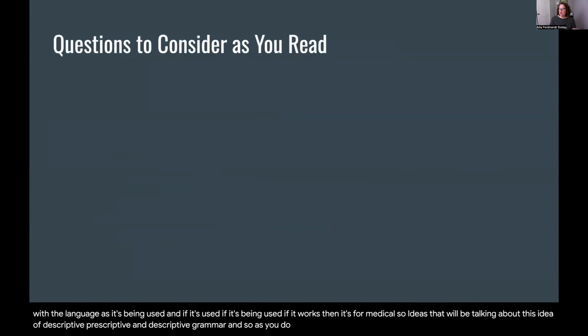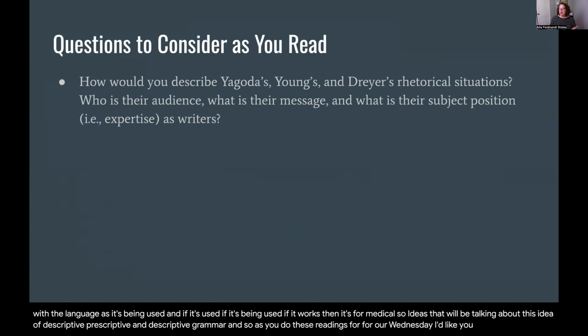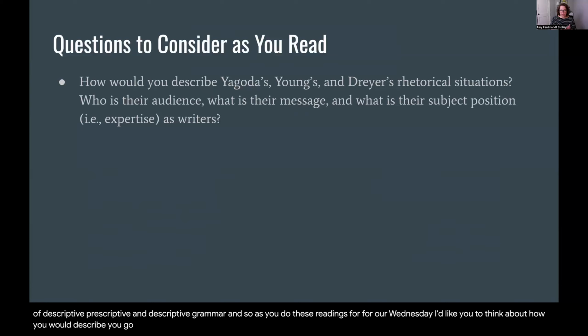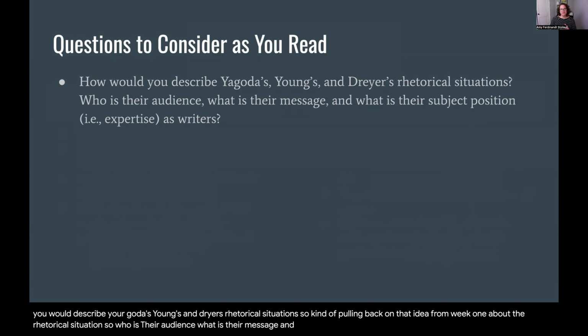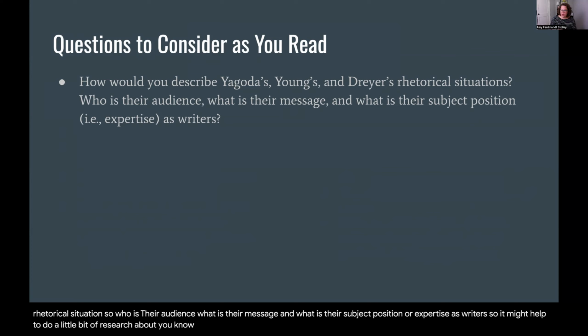As you do these readings for Wednesday, I'd like you to think about how you would describe Yagoda's, Young's, and Dreyer's rhetorical situations. So pulling back on that idea from week one about the rhetorical situation. Who is their audience? What is their message? And what is their subject position or expertise as writers? It might help to do a quick Google search, look these people up in Wikipedia or somewhere else, just to get a little background information on them.